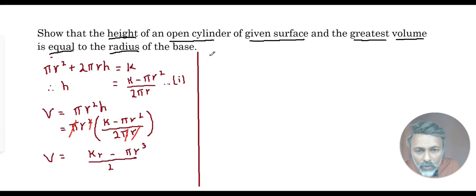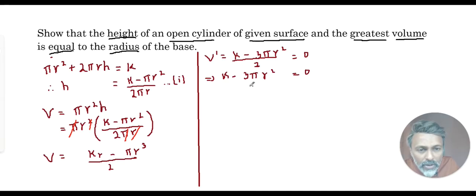This is the volume function. Let's differentiate with respect to r. So v dash is equal to k minus 3 pi r square divided by 2, equal to 0. We can cross multiply. So we get k minus 3 pi r square equal to 0. Clearly, k is equal to 3 pi r square. So r square is equal to k upon 3 pi.